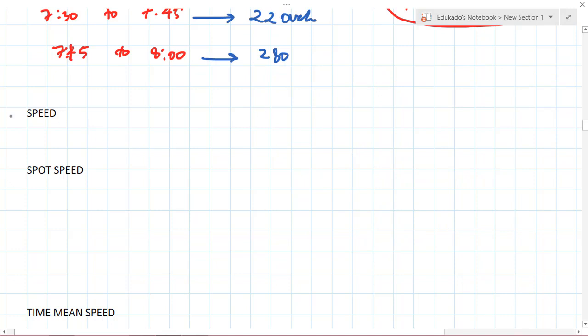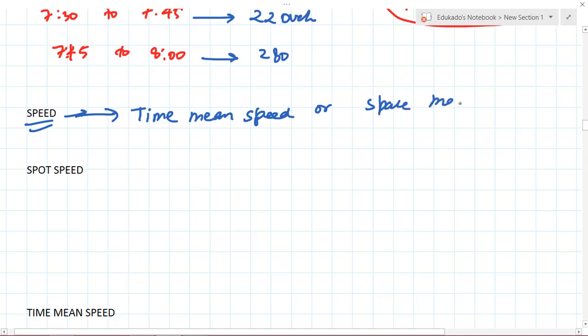So when you are talking about speed, it is again one of the basic parameters of traffic flow. We just discussed this point at the start of this lecture. When we talk about speed, we will talk in terms of time mean speed or the space mean speed. Now we will understand what these things are.